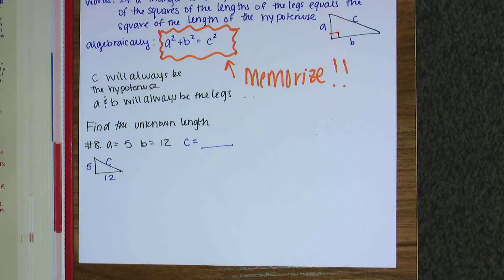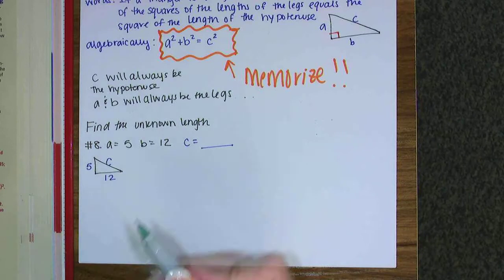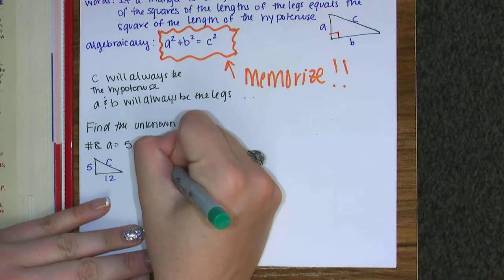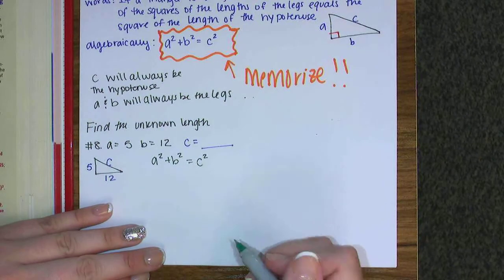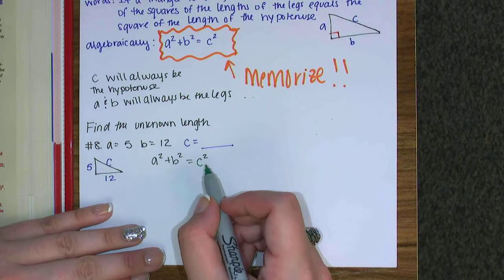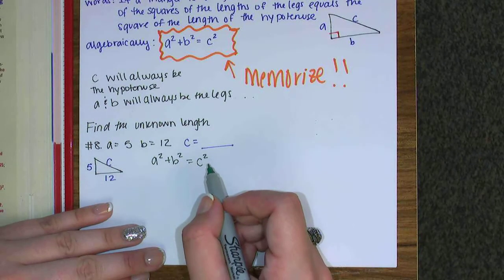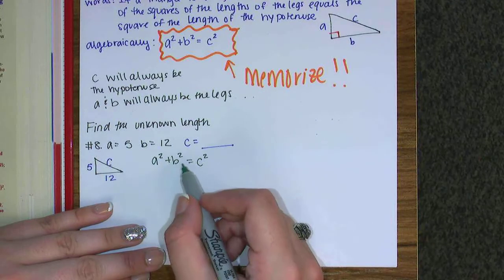Alright, so I'm going to start out, and I'm going to write the formula. A squared plus B squared is equal to C squared. Now, I'm solving for C. Okay, and so here is how to do that, okay? Now, you can plug numbers in initially if you want, and that's fine.